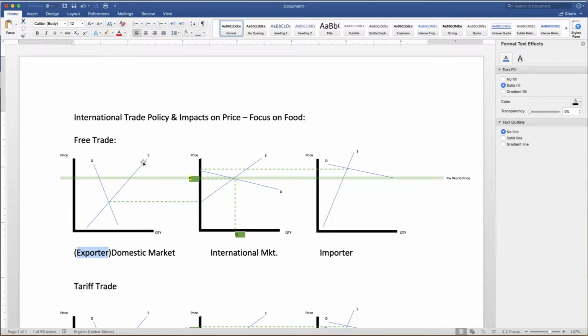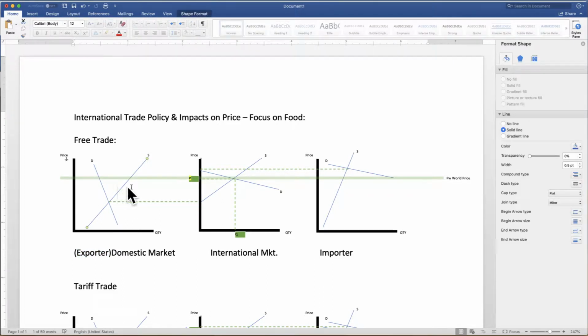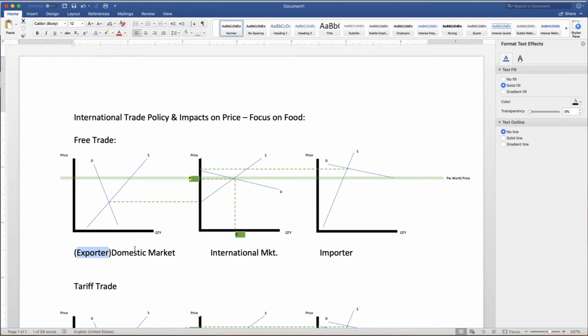Typically high supply, so way away from the origins of the market, pushed further to the right. Demand, typically inelastic, kind of straight up and down. This creates a situation of what we call low price. So that is typically what most exporter markets need, is to have kind of a low price situation.